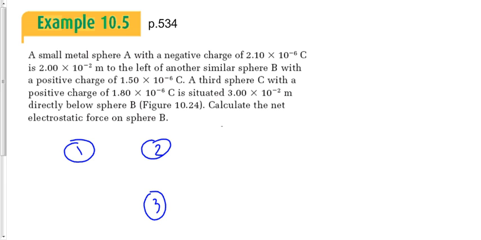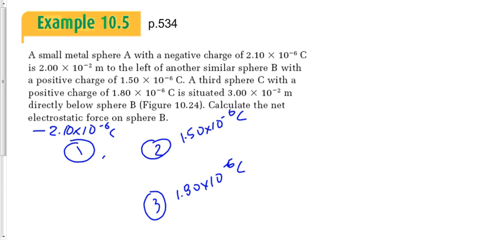Charge 1 is 2.1 times 10 to the minus 6. It's actually negative. Charge 2 is positive 1.50 times 10 to the negative 6. And charge 3 is 1.80 times 10 to the minus 6 coulombs. My distances, what do we got here? 0.02 meters. And between 2 and 3, it's 0.03 meters.